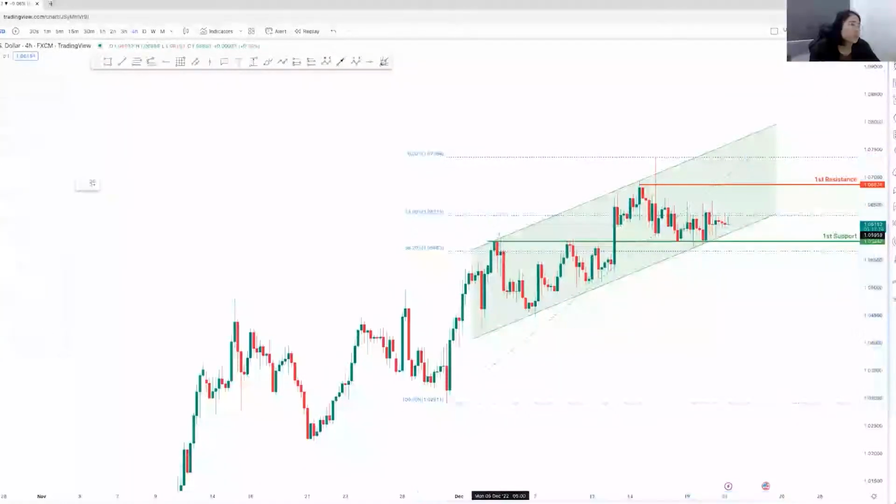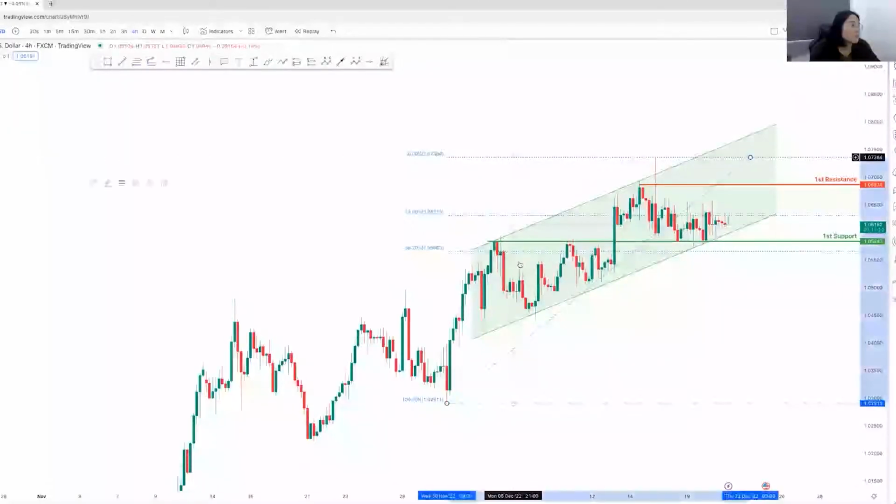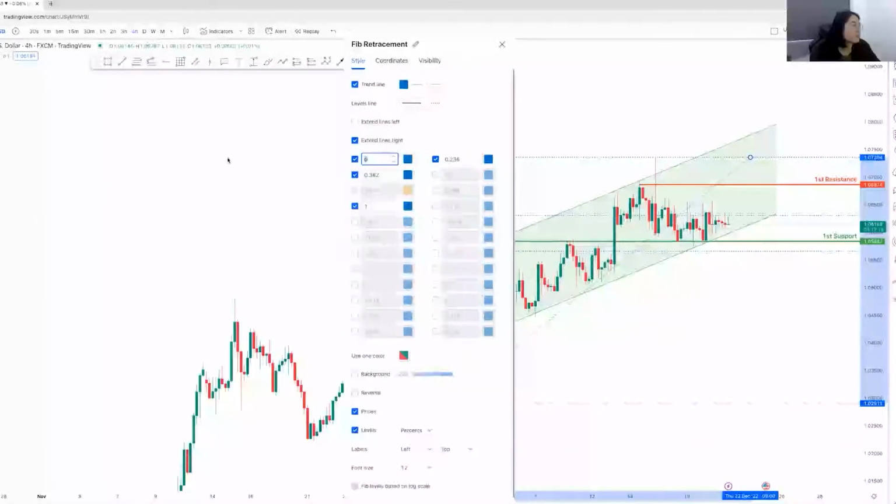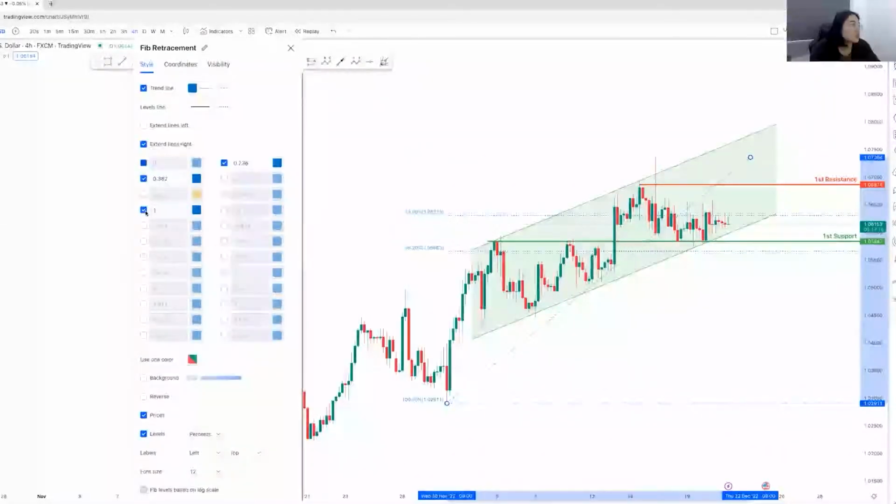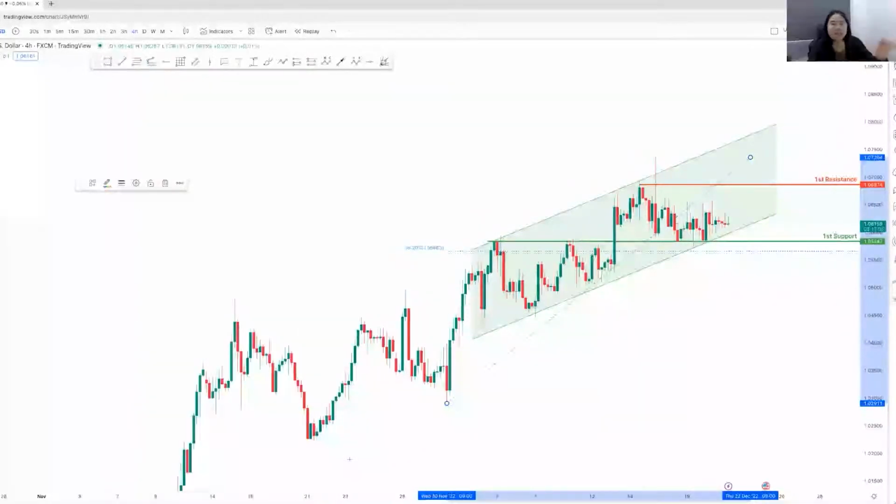So let's see. I'm going to get rid of all the levels that are not relevant to us. So 0 is not relevant to us right now. 100 is not relevant. Only 38.2 is relevant because it is nearest to our first support. I'm going to get rid of everything else that is not relevant so that our chart looks clean and tidy. I always want the chart to be clean and tidy.